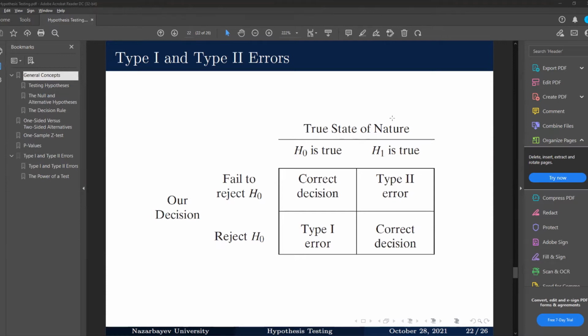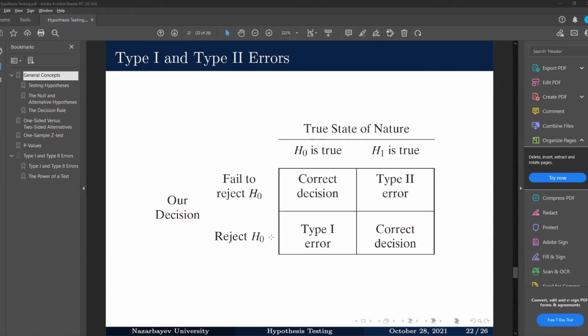In columns we'll have truth, so either the null hypothesis is true or the alternative hypothesis is true. And in rows, we have our decisions. We can make either one of the following two decisions: we can fail to reject the null hypothesis, or we can reject the null hypothesis. When we fail to reject the null hypothesis when in fact the null hypothesis is true, then we are making the correct decision. In hypothesis testing, there are two types of errors that we can make.